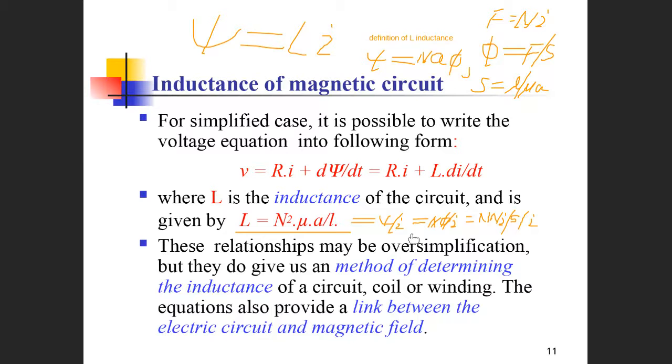The current I cancels, so you just have N square over S. This is N square over S. Get the point? This is for a given coil, a simple coil.